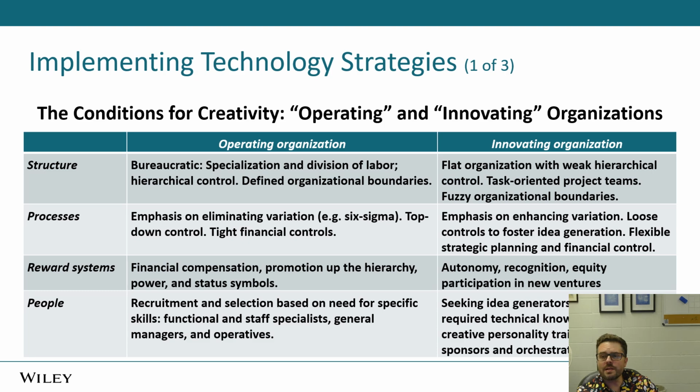I'm not going to go through this slide, but it basically talks about different structures needed for an innovating organization versus an operating organization. You might think of this similar to the last lecture on industry evolution. You need a different structure, processes, rewards, and even different types of staff or people for a creative business or maybe an early life cycle industry than you do for an operating organization or a mature life cycle industry.